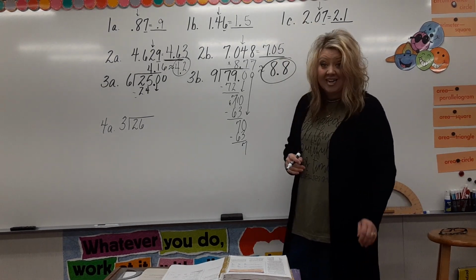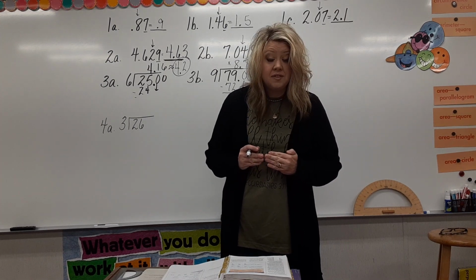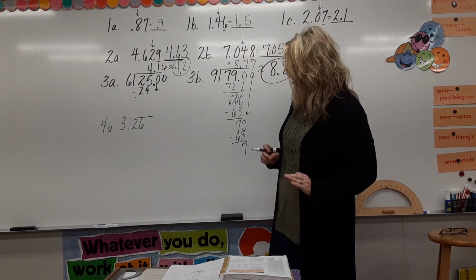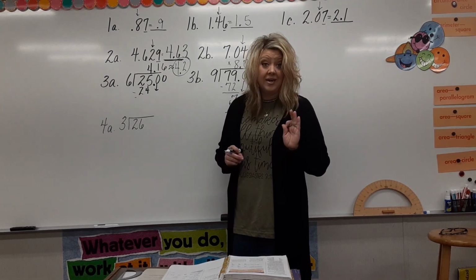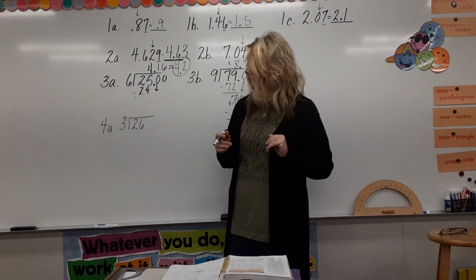Now, let's look at section 4. What do the directions say to do? Divide. Round off to the nearest hundredth. Okay, so this time I'm going to have to add an additional 0 because I've got to go to the thousandth spot in order to be able to round it.